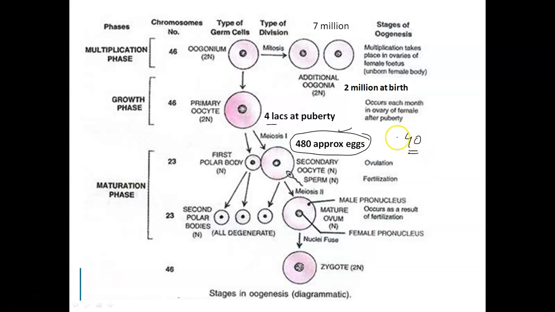In the 40 years, that is 1 month, 1 egg. So for 1 year, 12 eggs. So 40 years into 12 is approximately 480. Only 480 eggs are formed, out of the primary oocytes that were there at the time of puberty. This is the advantage given by nature to the female, that her reproductive life is fixed, and the number of eggs formed is also less.